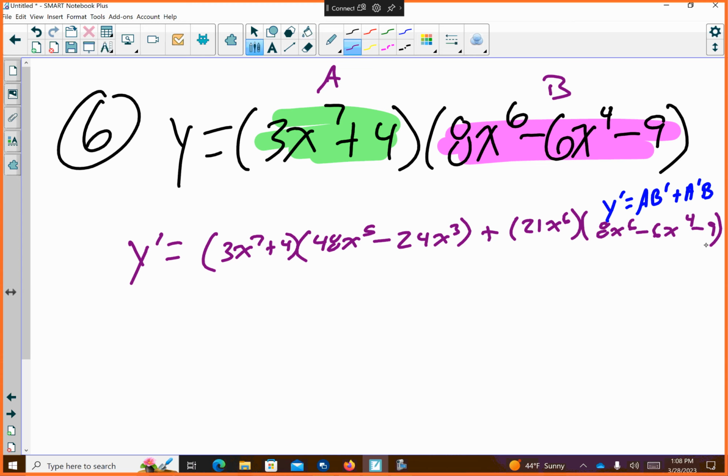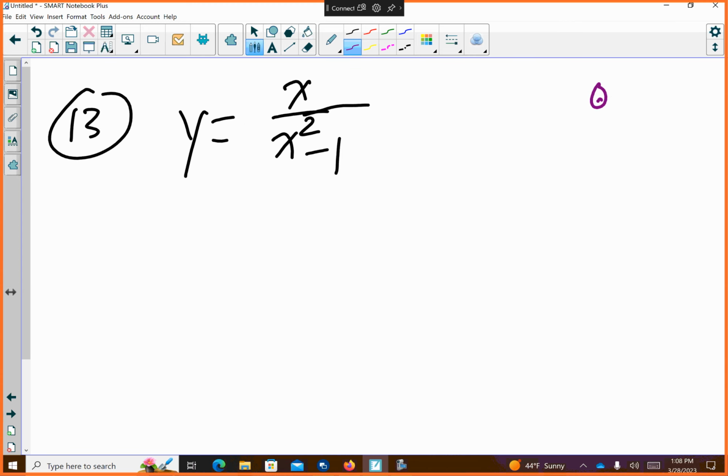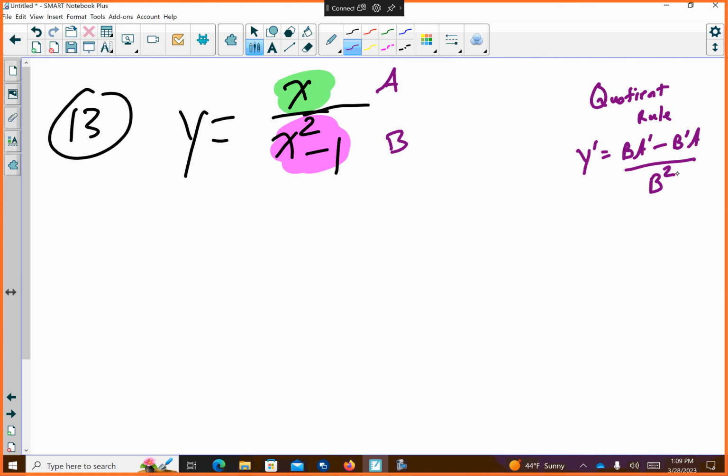All right, so then we get to something called the quotient rule. Quotient rule means you're dealing with a fraction. Okay, so let's highlight this. Those are my two different regions. So we'll call the top part A, we'll call the bottom part B. So the quotient rule would be B times the derivative of A minus the derivative of B times A, all divided by the denominator squared.